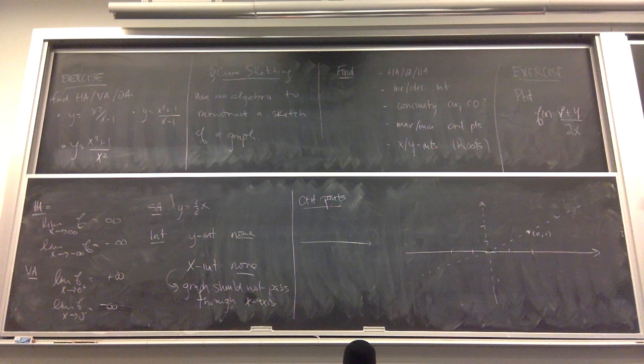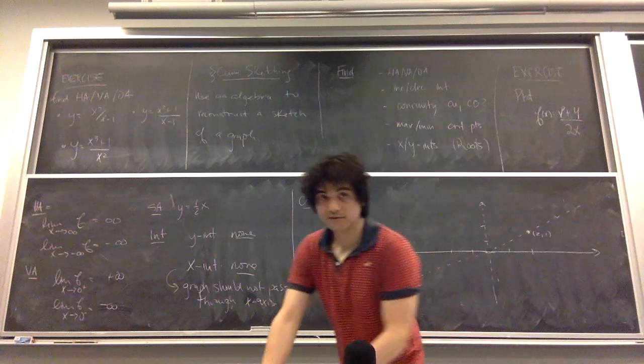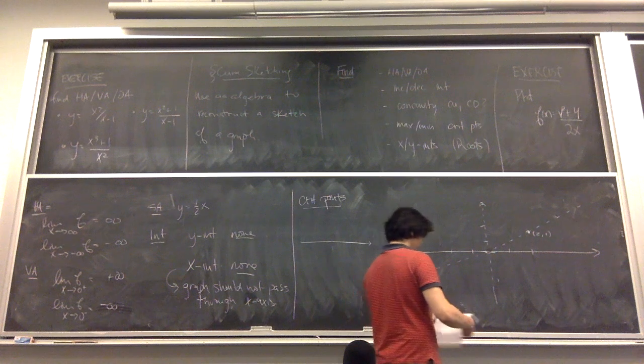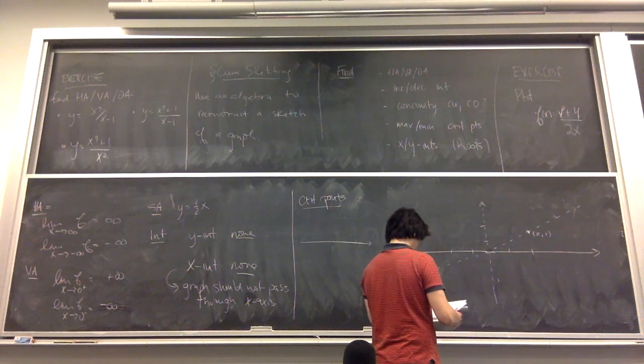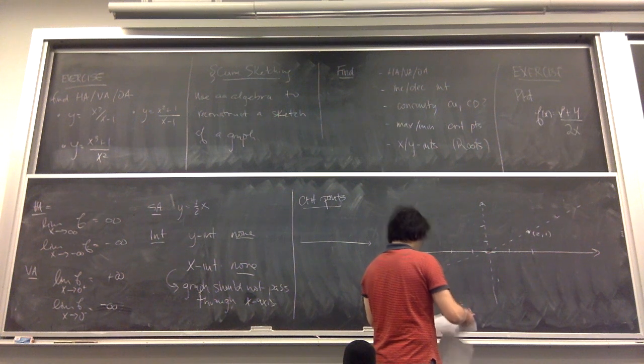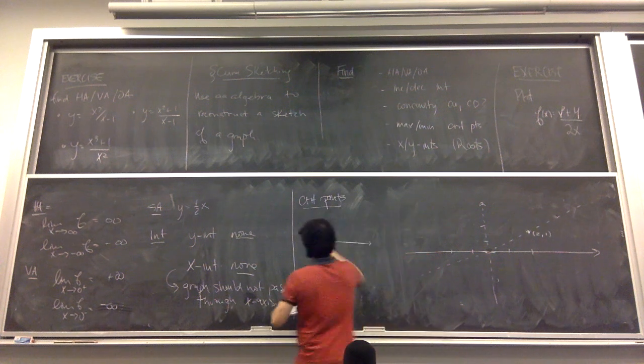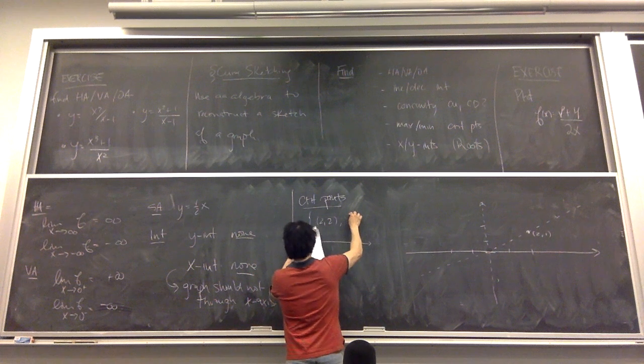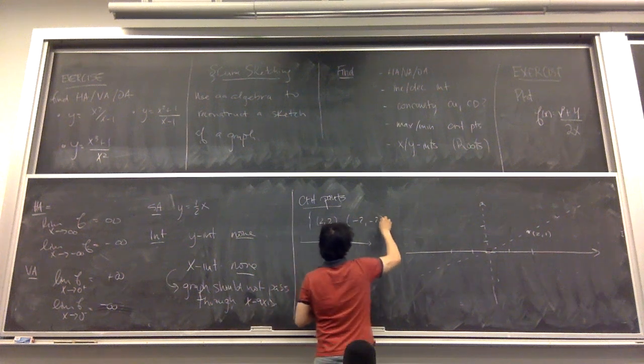Okay, who has critical points for me? Anyone? No one even wants to guess? Well, in the interest of time, I'm just going to tell you what they are, and then you can look it up in the notes for the full solution. But the critical points are (2, 2) and (-2, -2).